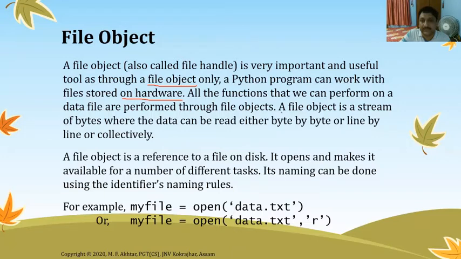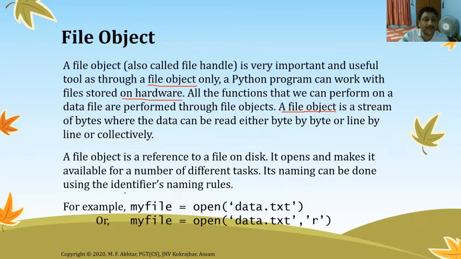Now, what is a file object? If you want to define it, it is a stream of bytes. A stream of bytes means flow of bytes, flow of characters, flow of symbols, flow of data. Where the data can be read either byte by byte or line by line, collectively. A file object is a reference to a file on disk. It opens the file and makes it available for a number of different tasks. When we open the file, this file object is available for doing a number of different tasks.